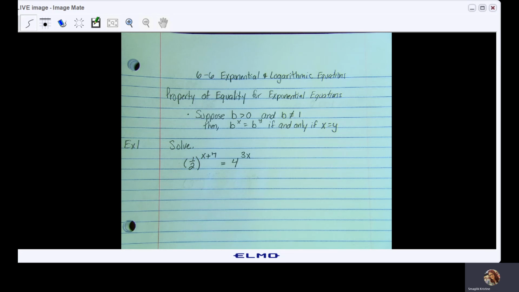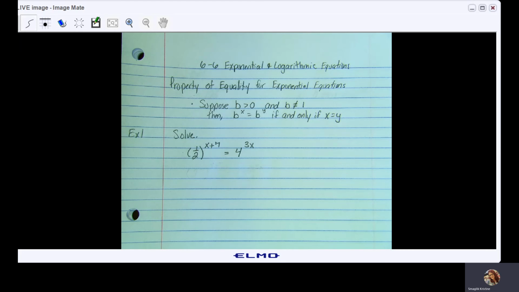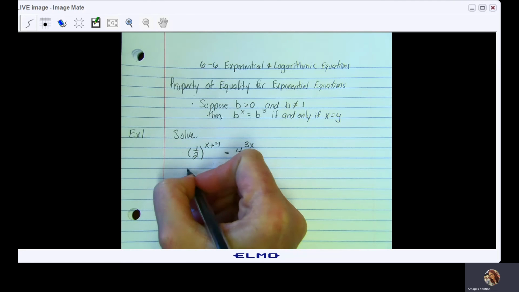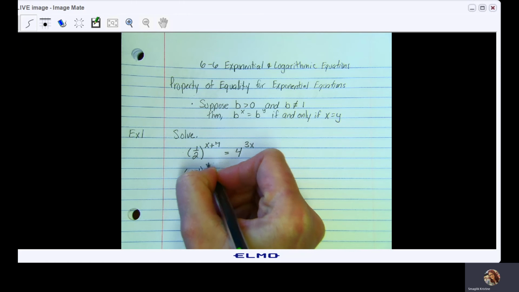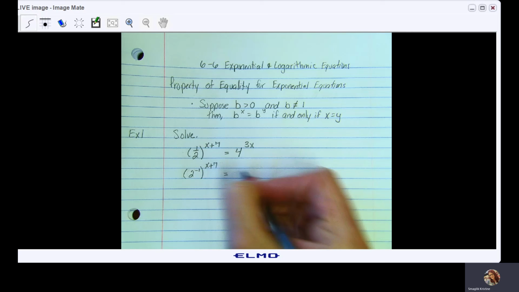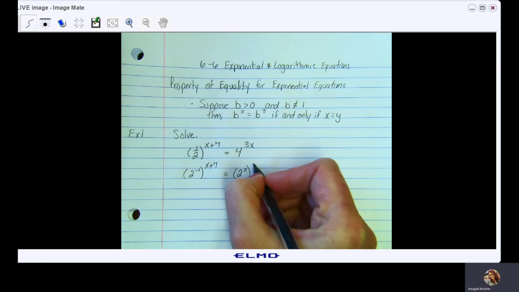Example 1, we're going to solve this equation. As it stands, I don't see a common base. But I can rewrite each side of the equal sign with a common base. When I see 1/2, I'm thinking 2 to the negative first power. Looking at 4, I could also write 4 with a base of 2 as 2 squared. So 1/2 can be written as 2 to the negative first power, raised to the x plus 7, equals, and let's write 4 as 2 squared, raised to the 3x power.